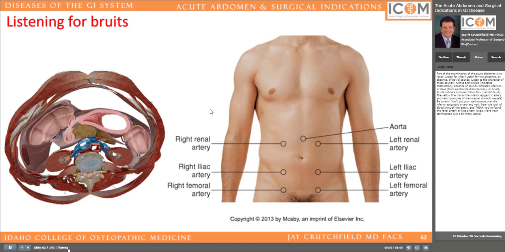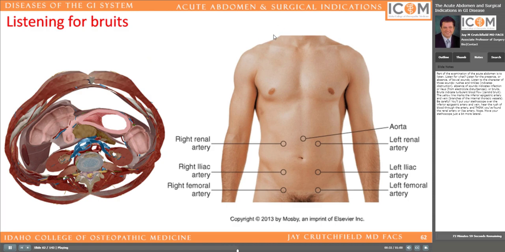Part of the examination of the acute abdomen is to listen. Listen for what? Well, you're listening for the presence or absence of bowel sounds. Listen to the character of those bowel sounds. Rushes and tinkles indicate obstruction. Absence of sounds indicates infection or an ileus from, say, electrolyte disturbances, or the presence of bruits. Bruits indicate turbulent blood flow. The most common example is in the carotid artery.